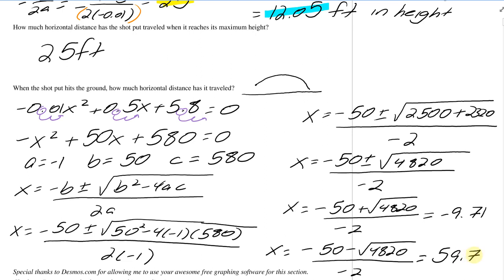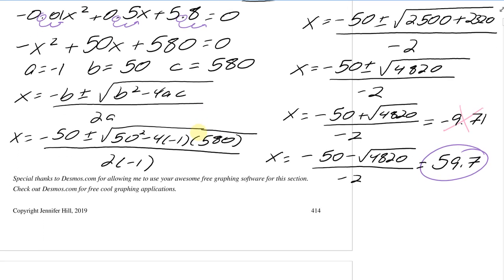Okay, and now you've got to take a moment and say, what was I trying to do? We're trying to figure out this x-intercept. We need really the x-coordinate, but we're trying to view this as horizontal distance. So when you look at these two values, this one here does not make sense because distance can't be negative. So the horizontal distance is this one here, this 59.7. So it travels 59.7 feet. That would be its total horizontal distance.